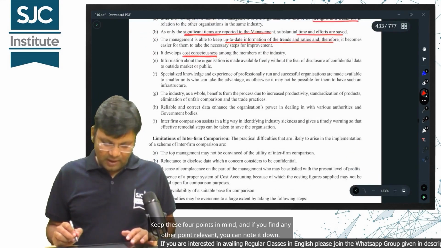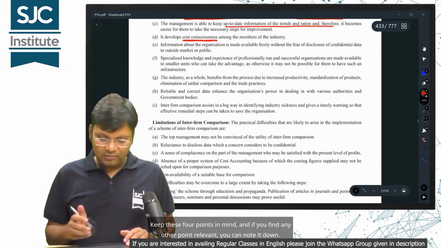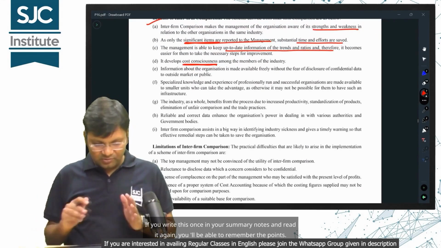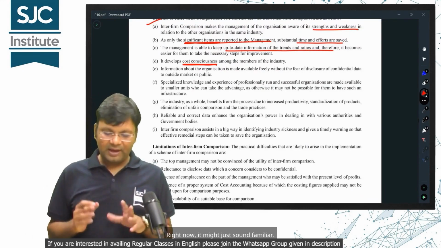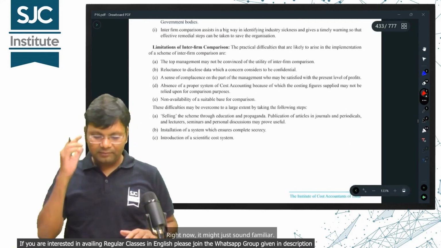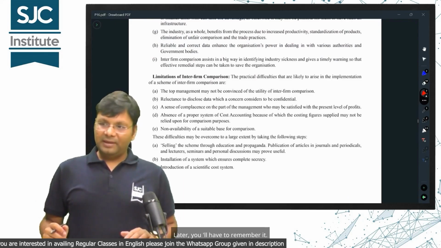Keep these 4 points in mind, and if you find any other point relevant, you can note it down. If you write this once in your summary notes and read it again, you'll be able to remember the points. Right now, it might just sound familiar. Later, you'll have to remember it.